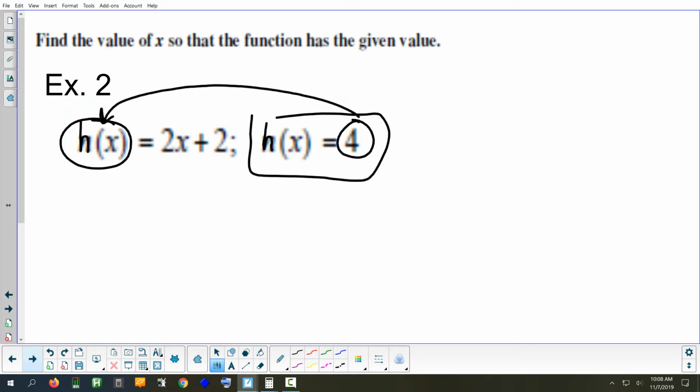All right. So how about Tristan? When I do that, what's my equation going to look like? 4 = 2x + 2. Yeah. Exactly. Now solve the equation. Find x. That's what you're finding. So now we just have to remember the steps.